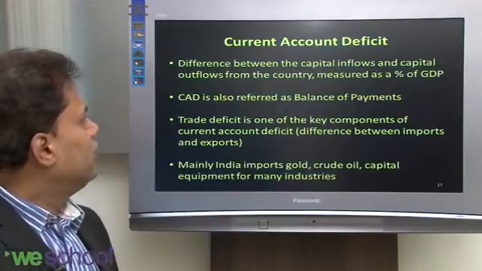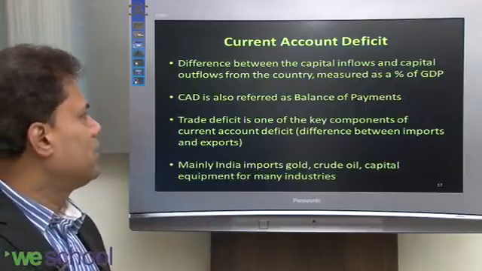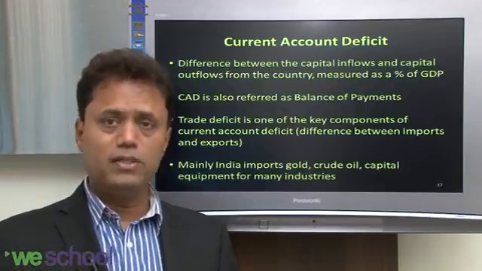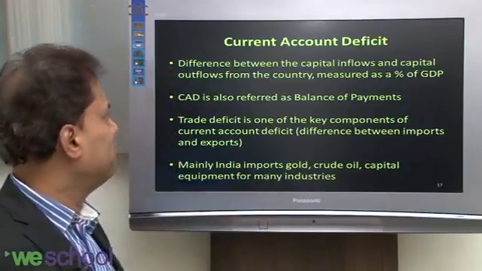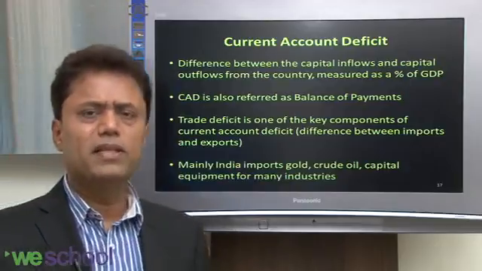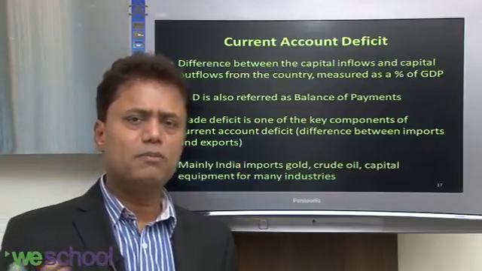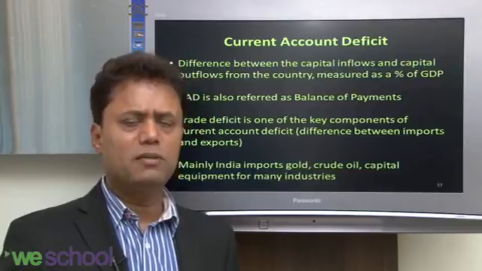Current account deficit is the difference between the capital inflows and capital outflows, which we have seen, the difference between the trade balance, the trade deficit, as measured as part of the GDP. So current account deficit should be in the range of 2 to 3%. It went up to 5-6% 1 year back.